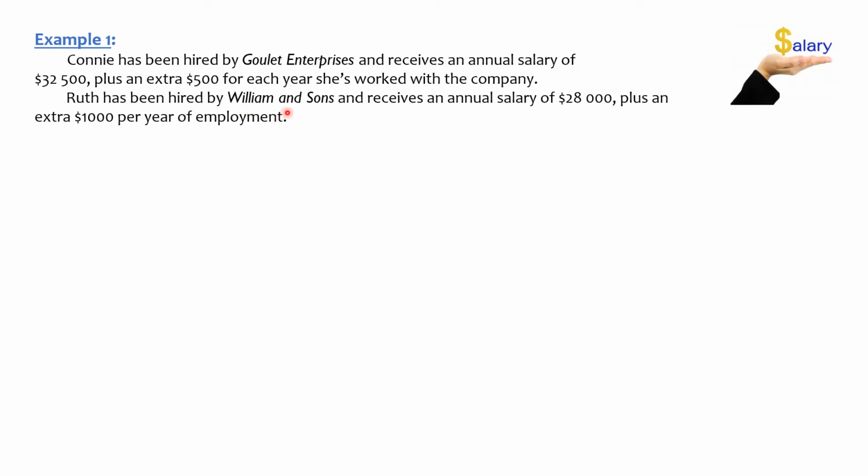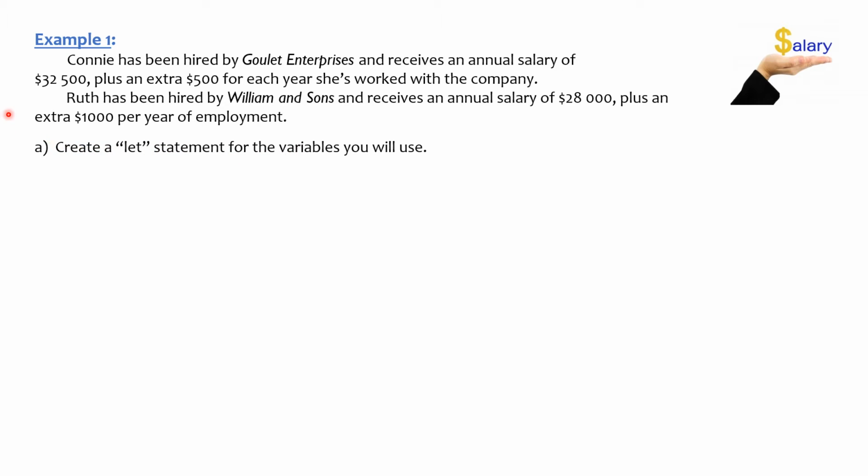Ruth has been hired by William & Sons and receives an annual salary of $28,000. That's less than Connie, but she gets an extra $1,000 per year of employment. Create a let statement for the variables you will use. So we are obviously going to be coming up with a system of linear equations and we need some variables.